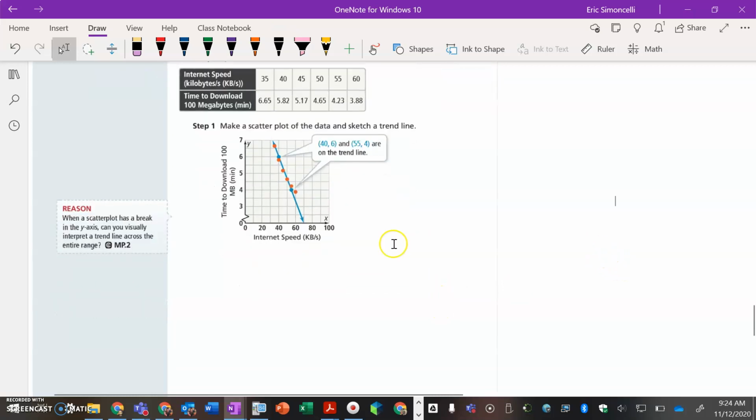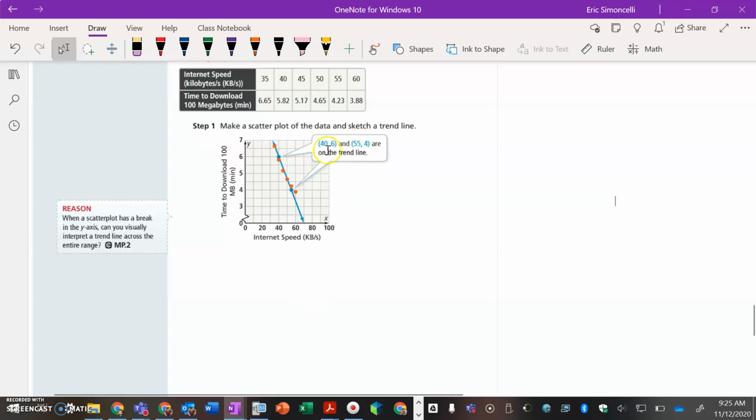Notice again we've got our internet speed on the x-axis and our time to download on the y-axis. The points are plotted accordingly, 35, 6.65 and so on and so forth. So all those points, 40, 5.82 and so on. Now they are drawing the trend line, looking as such. By the way, I would argue this is certainly a negative association, so a negative correlation. Negative association because it's a negative slope.